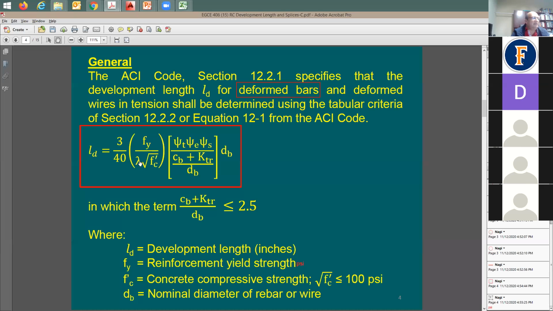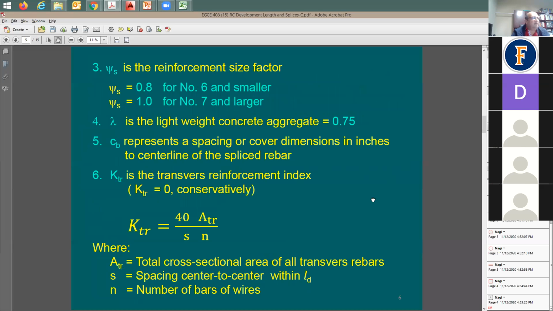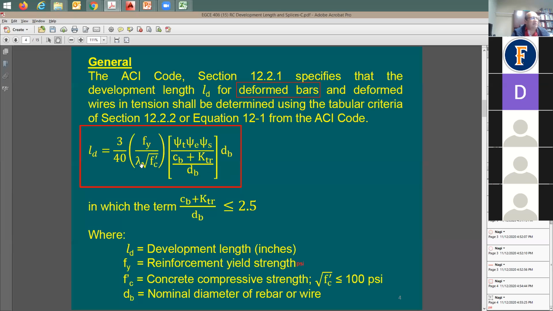And then you have here this lambda. Do you remember this lambda for lightweight concrete or no? Yes, 0.75 and 1, I think. Exactly. Okay, very good. So it's going to be the lambda for the lightweight concrete. Most likely we work with normal weight concrete, and this lambda is going to be equal to 1. So I'm going to say this part of the equation is simple.